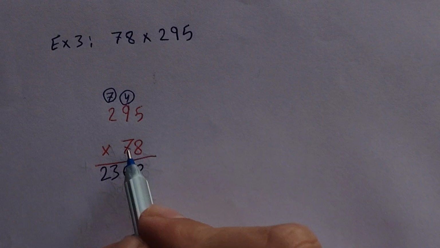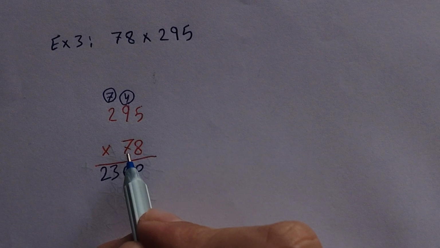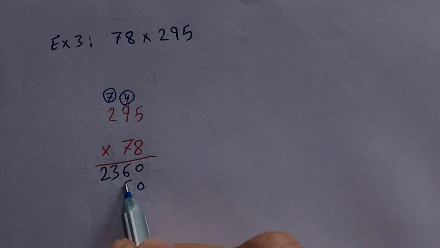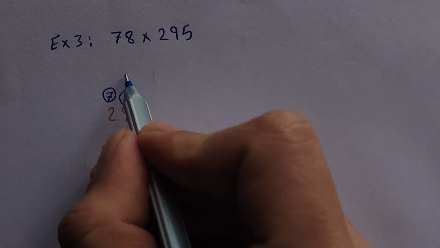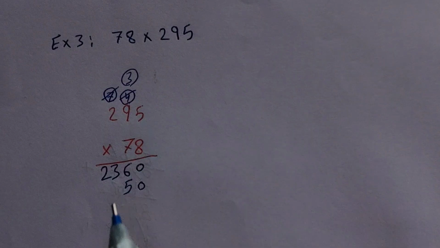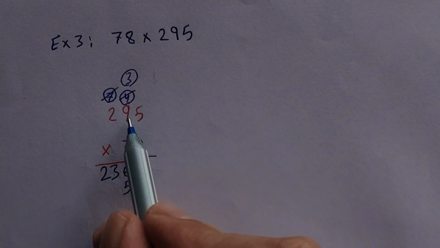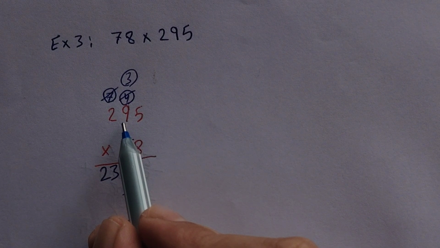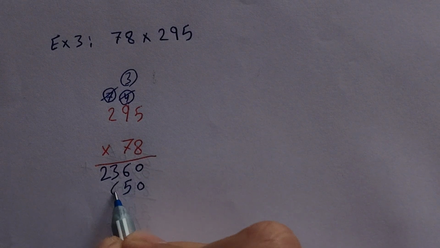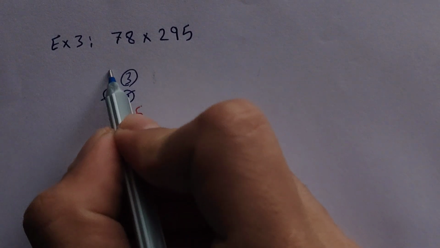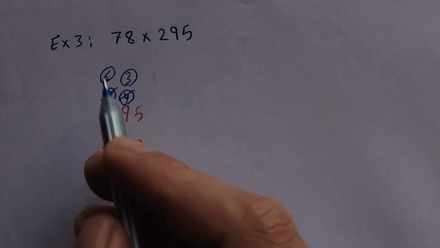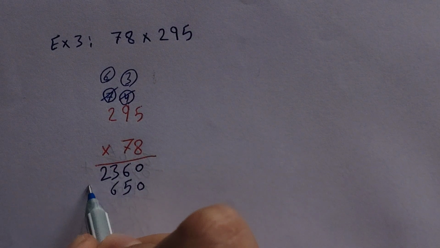Remember, we add that 0 because of the value of the 7. Then 7 times 5, 35. I'll write 5 and raise 3. We don't need those anymore. 7 times 9 will be 63. Plus 3, 66. I'll write 6 here and raise 6. Now 7 times 2 will be 14. Plus 6 will be 20.